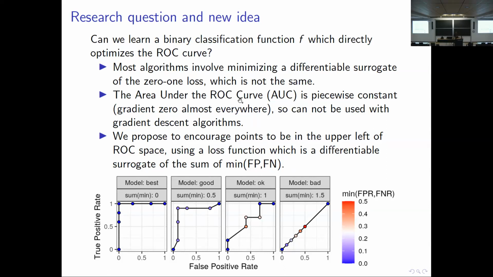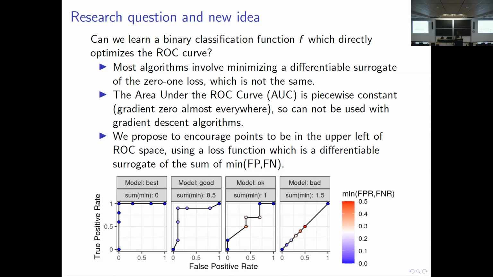So the area under the ROC curve, this AUC, is a piecewise constant function of the predicted values. So the gradient is 0 almost everywhere. So it cannot be used for learning directly with gradient descent algorithms. You're probably familiar with training neural networks. We use gradient descent. You use this backward method in Torch, and it's going to automatically compute your gradients. But if you're computing the AUC, all the gradients are going to be 0, so you can't learn anything.